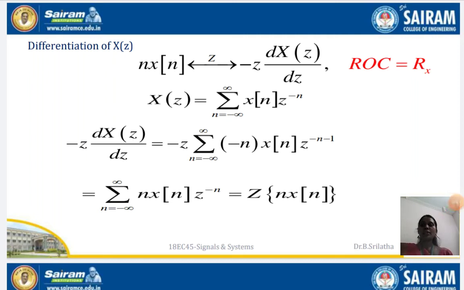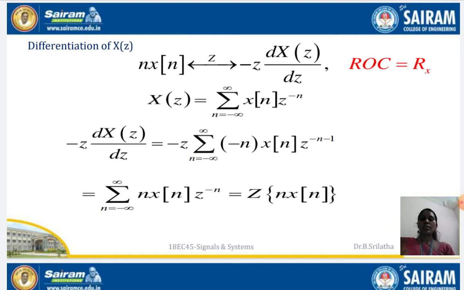Students, today we are going to discuss the remaining Z transform properties, that is, differentiation of X(z). It states that the Z transform of n times x(n) is minus z dX(z)/dz, and the region of convergence is R_X. We are going to prove this one.